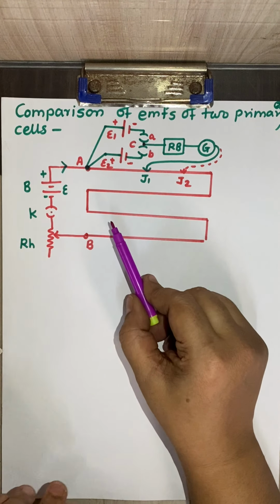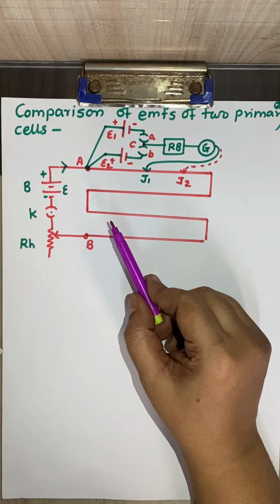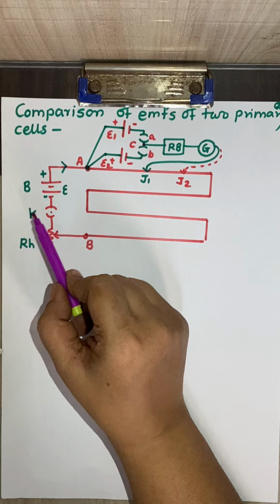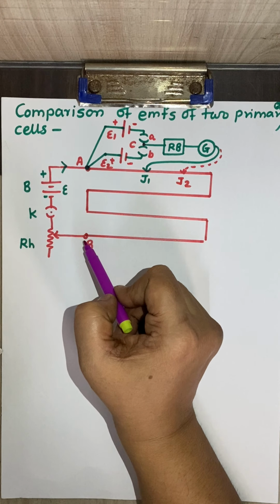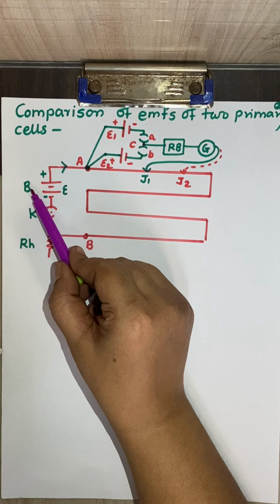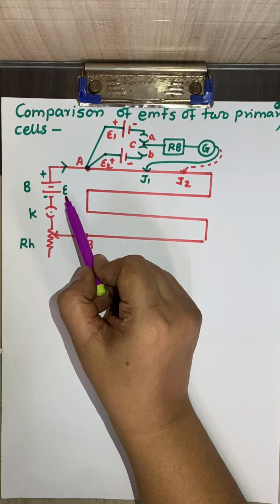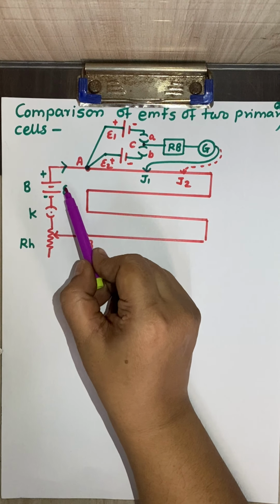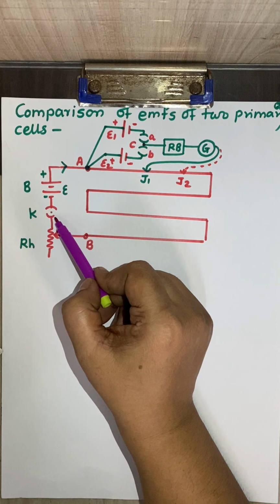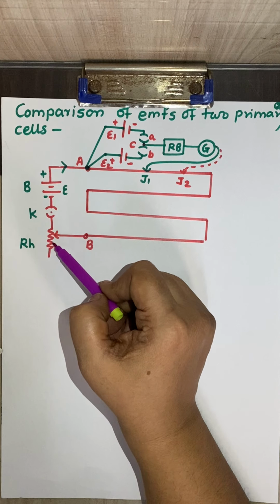Now you can see in this circuit diagram, for comparing the EMF of two cells, a constant current is maintained in the wire A to B. Who is maintaining this constant current? The battery or driver cell, which has the EMF E, is maintaining the constant current. It is connected to the key, which is called a plug key, and this is a rheostat.